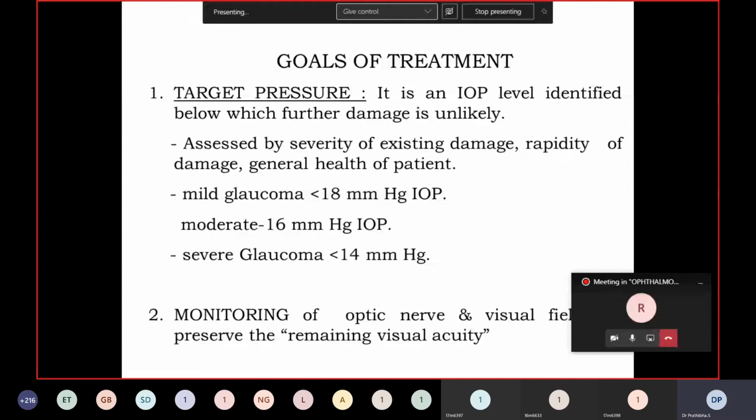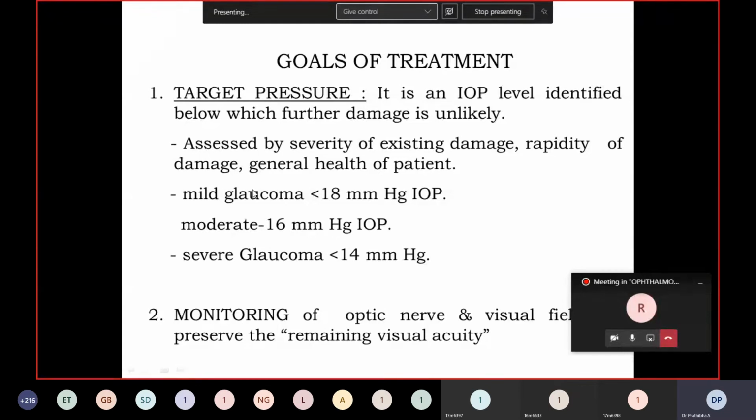So I was talking about the target pressure. What is this target pressure? It is an IOP level identified for each individual, customized, below which further damage is unlikely. If glaucoma damage has already occurred, with this pressure there is no further damage, that is, progression of disease cannot occur with this pressure. This is assessed by the existing severity; we have to assess clinically the optic disc changes, the rapidity of damage, the general health of the patient, and even the age of the patient is also considered to set a target pressure.